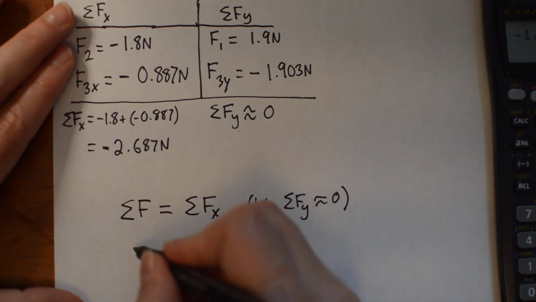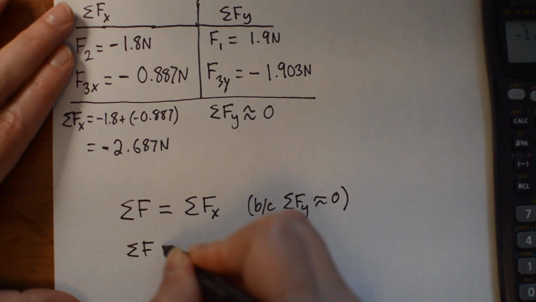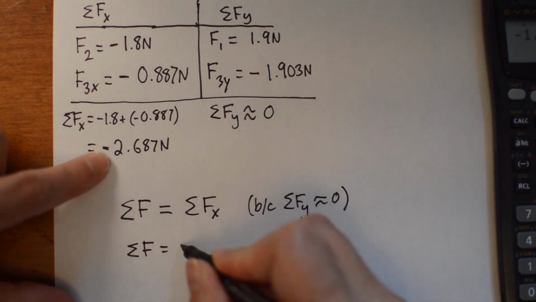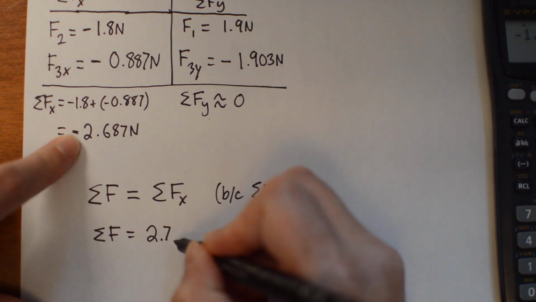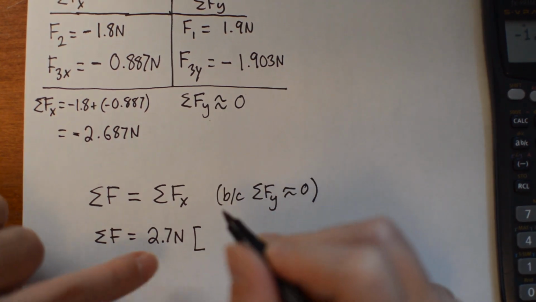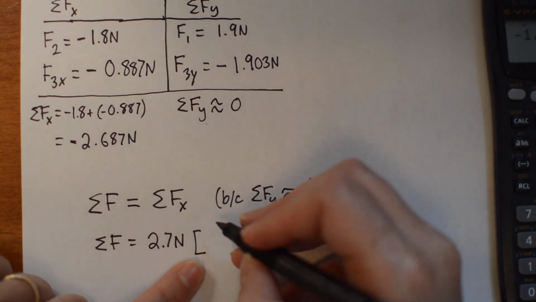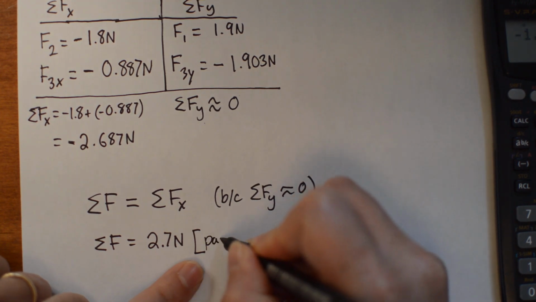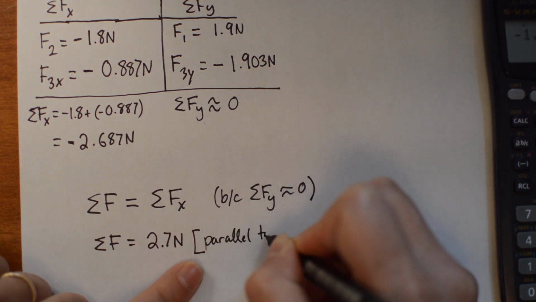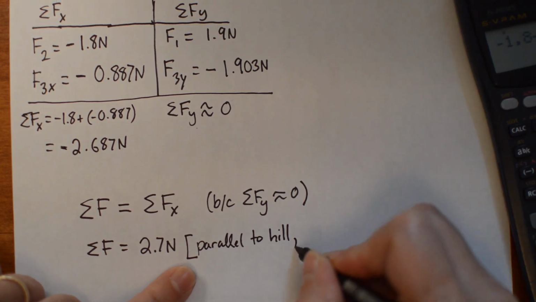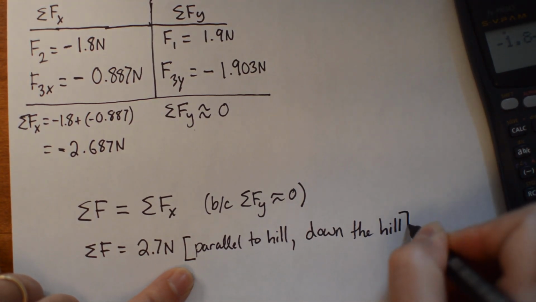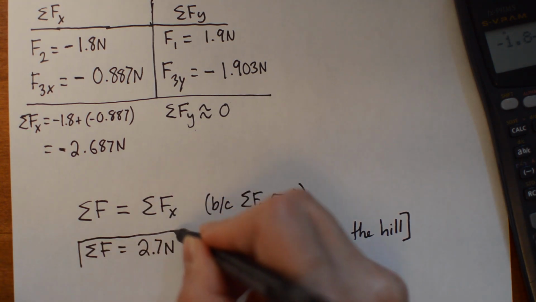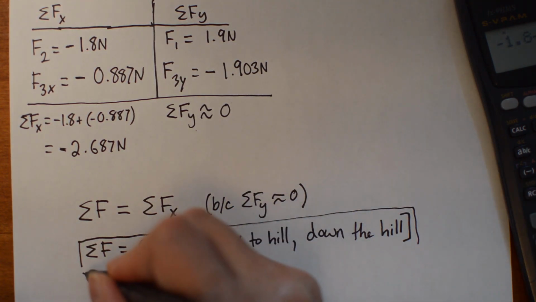So that means my net force is just going to be the 2 point, and I should keep just two sig figs, so 2.7 newtons. And the direction, I've left off the sign here because I'm going to state it as a direction. It'll be parallel to the hill, so in the x direction, and it'll be down the hill. All right, and that is my net force calculated on a slope.